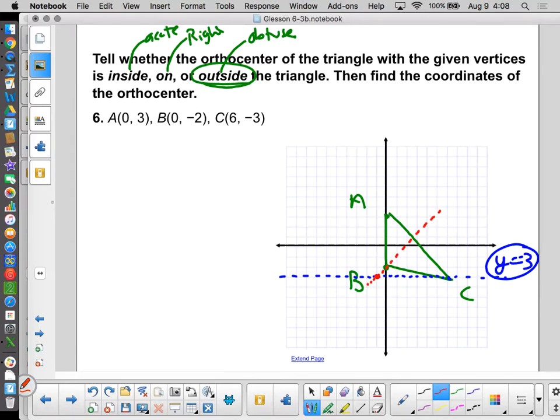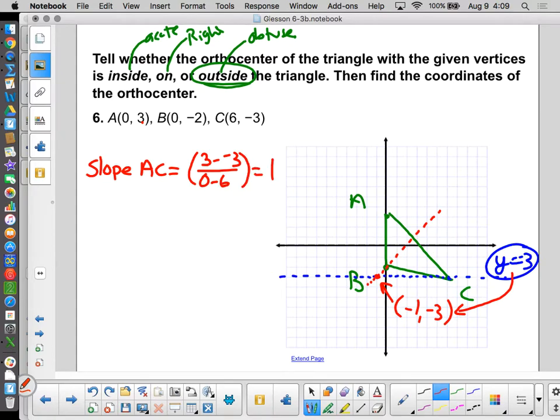Now, I'm kind of guessing right away that my point of intersection here is going to be about (-1, -3). That's what it just looks like from a sketch. It might be exactly, it might not be, but let's find out. I know my y-coordinate has to be -3. Looks like my x-coordinate is going to be about -1. But to do that, I'm going to have to first find the slope of AC. The slope of AC is going to be change in y, 3 minus -3, over change in x, 0 minus 6, which is 1. I'm sorry, -1. Let's get that right. Boy, I'm having negative sign issues today, aren't I? So the perpendicular slope is +1.